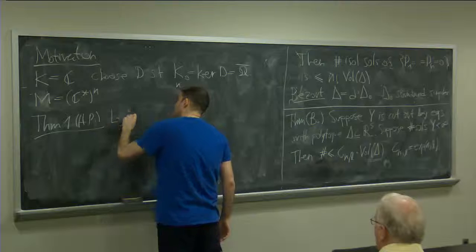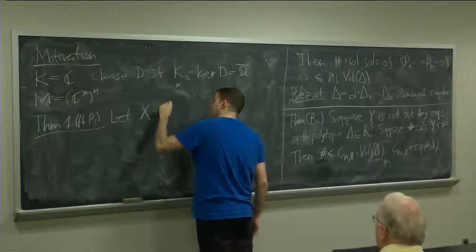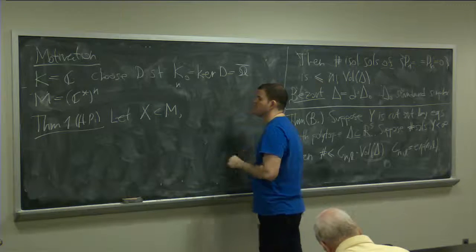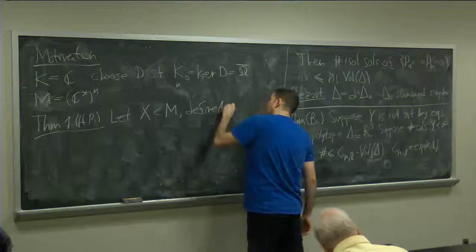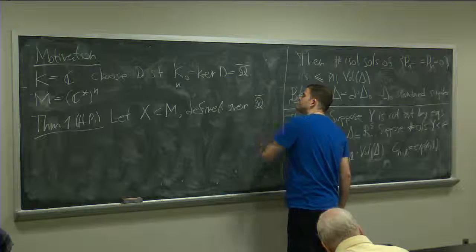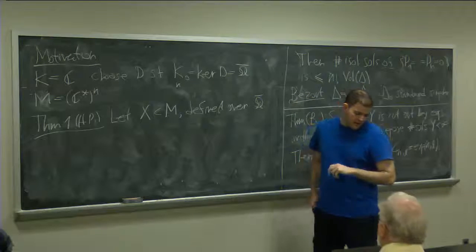So I take X, which is a subset of M, defined over Q bar. So it's an algebraic variety defined over algebraic numbers.